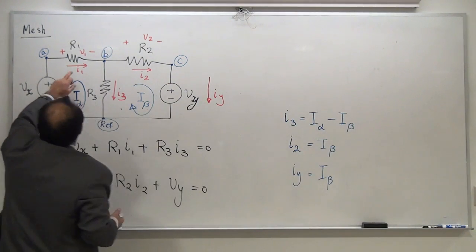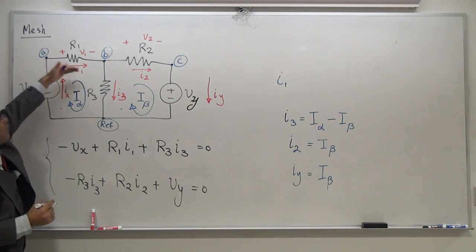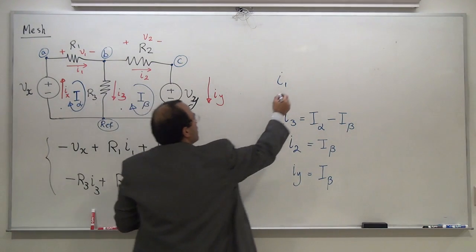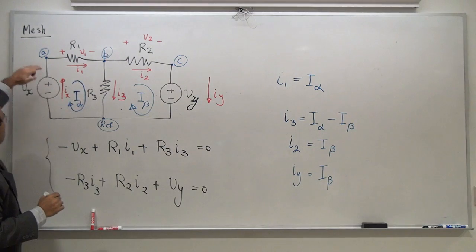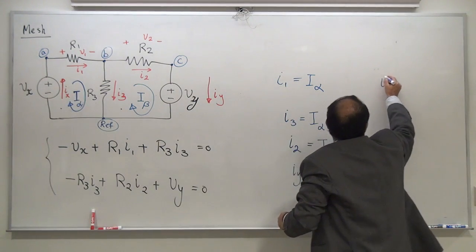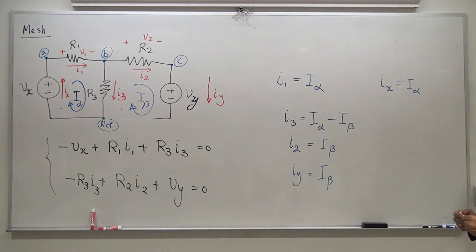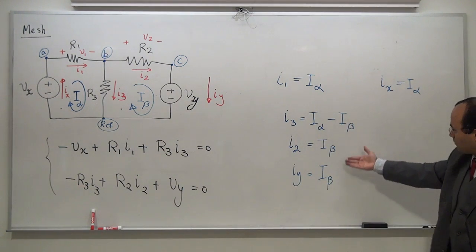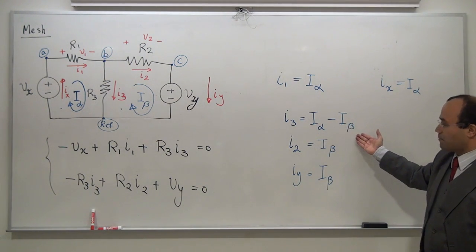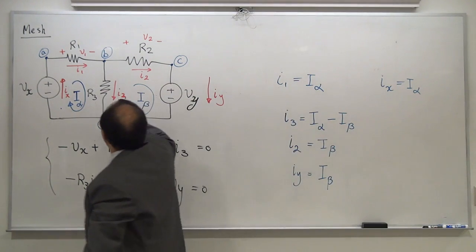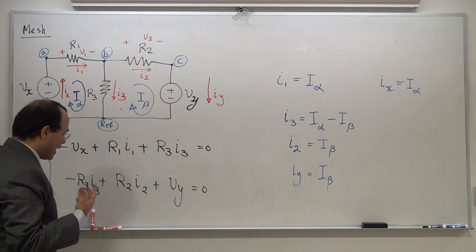Let's go for I1. How much is I1? I1 and I alpha, they are in the same direction. So I1 is going to be I alpha. You can see from this structure, just by this simple look, that if I know I alpha and I beta, I would know all the currents in my design. And that's going to help me.